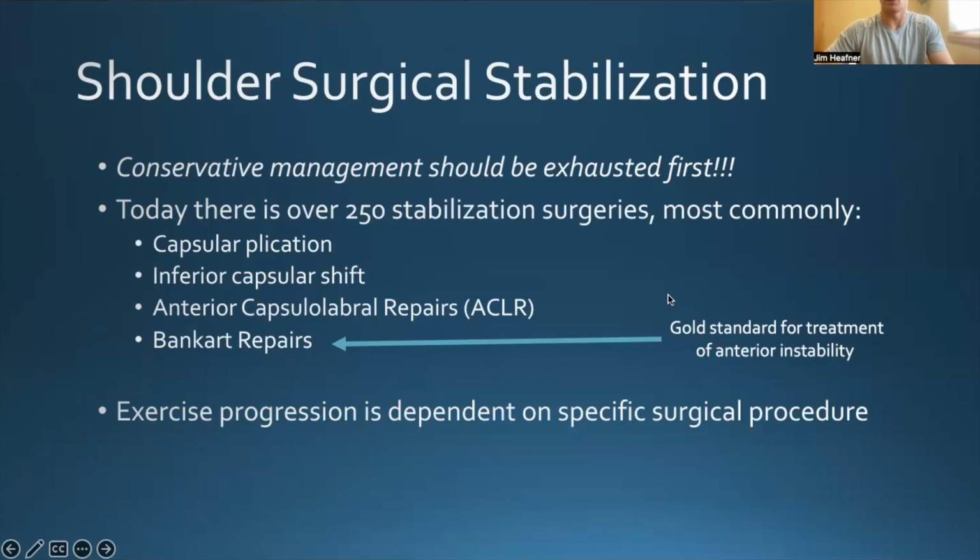Bankart repair is the gold standard for treating anterior instability. That's very important. I'm going to say that again. There's a ton of shoulder stabilization surgeries that can be done, but Bankart repair surgery is the gold standard for treating anterior instability. One's exercise progression is going to be dependent on specific surgical procedures.